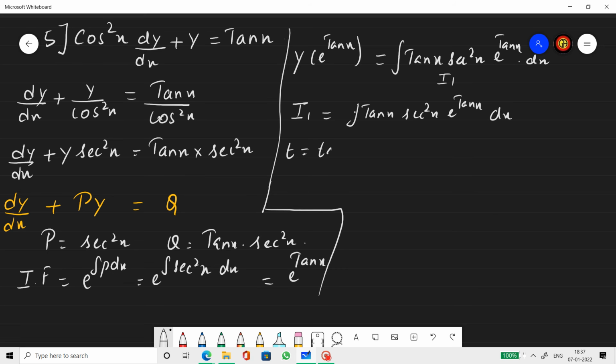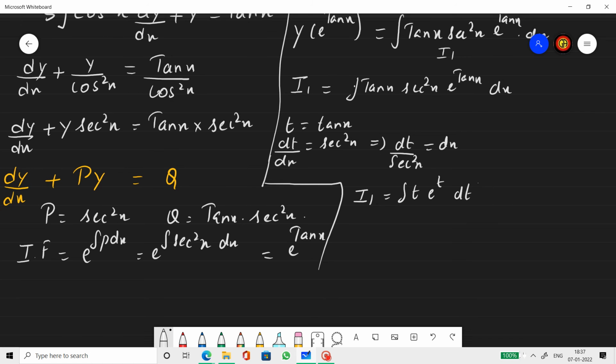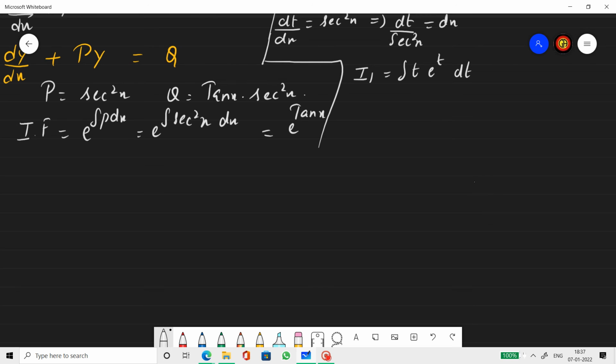Let t equal tan x. If tan x is t, dt by dx is sec square x. So that means dt by sec square x is the dx term. Substitute it back into the question. I1 equals t e power t into dt, because dx becomes dt by sec square x and sec square x will get cancelled. So you get I1 as integration of t into e power t dt.